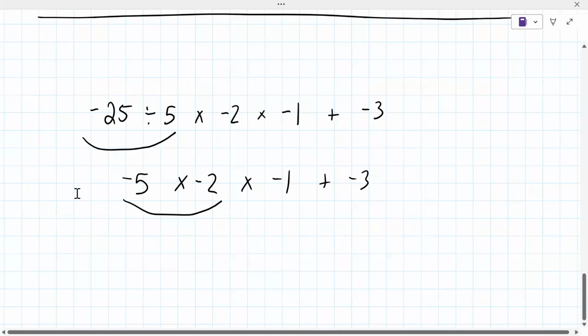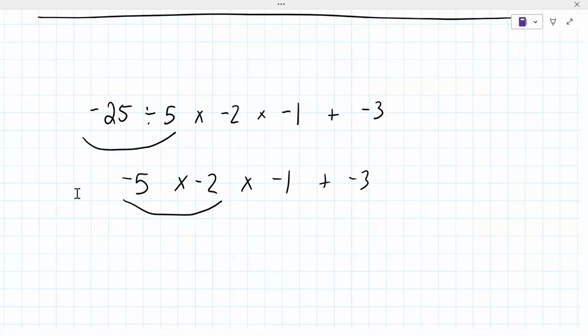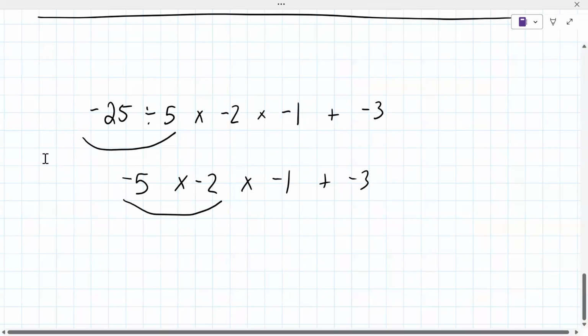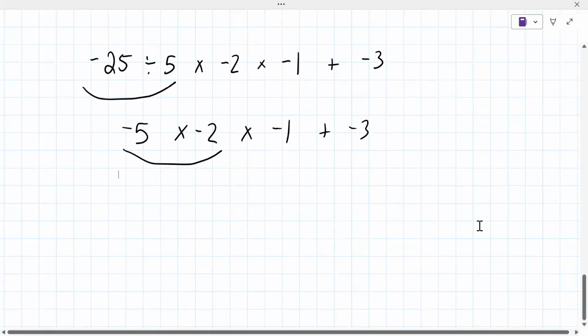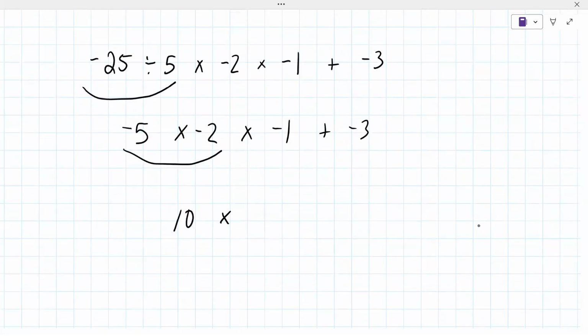-5 times -2 is -10. When they're both negative, or both positive, sorry, it's +10. Yes. Okay. Times -1 is -10, not 10. Sorry, -10.